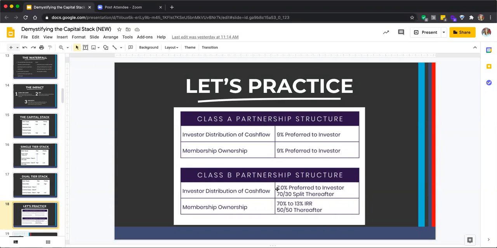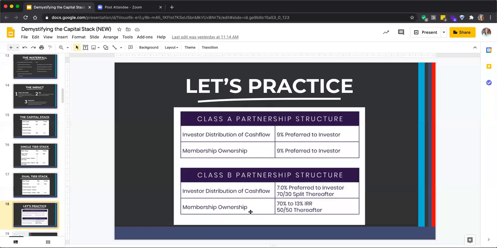Now, Class B will be outlined a little differently. You see here, there's a difference between the cash flow and the ownership. Here, there's a 7% preferred return to investors on the cash flow, 70-30 split thereafter on any other distributable cash flow.